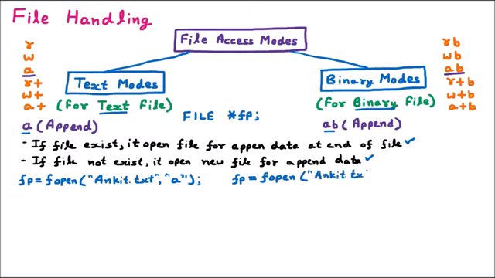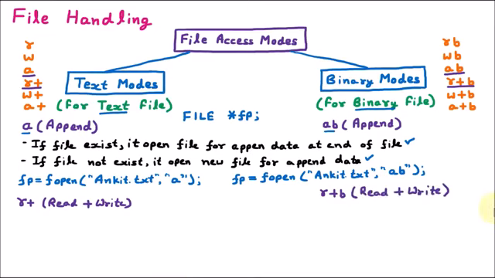So this is added. Now we are learning the next mode, which is for the text file, that is r+. Here r+ signifies read plus write. And corresponding to that, for the binary file, we have rb+. Here we have r+ for the binary file. That means read plus write.